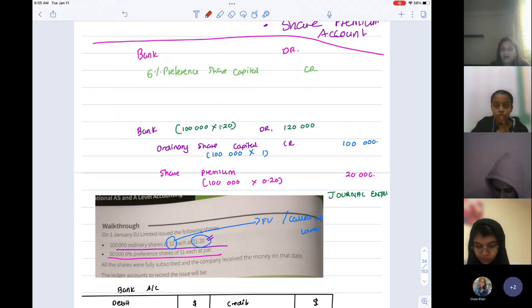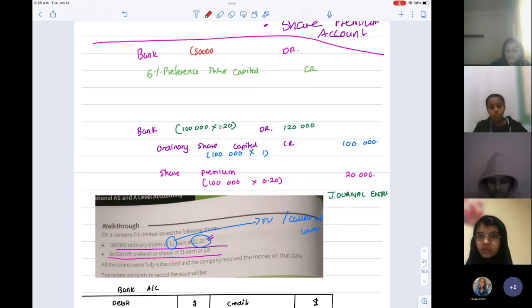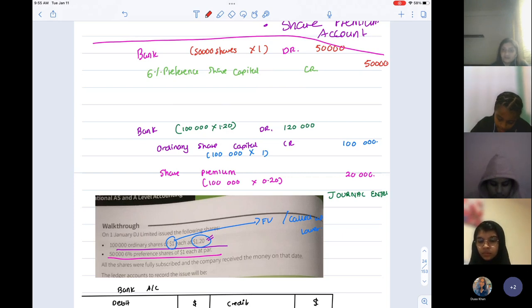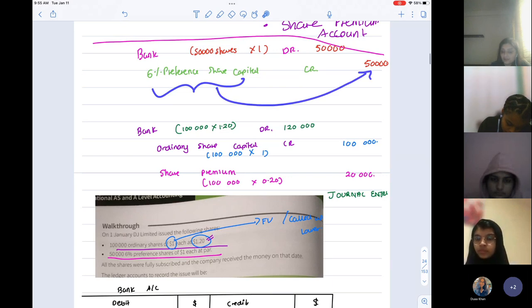It is issued at par. That means nothing extra, nothing less. So 50,000 shares of one issued at one. So bank debit 50,000, and the preference share capital also credit 50,000.